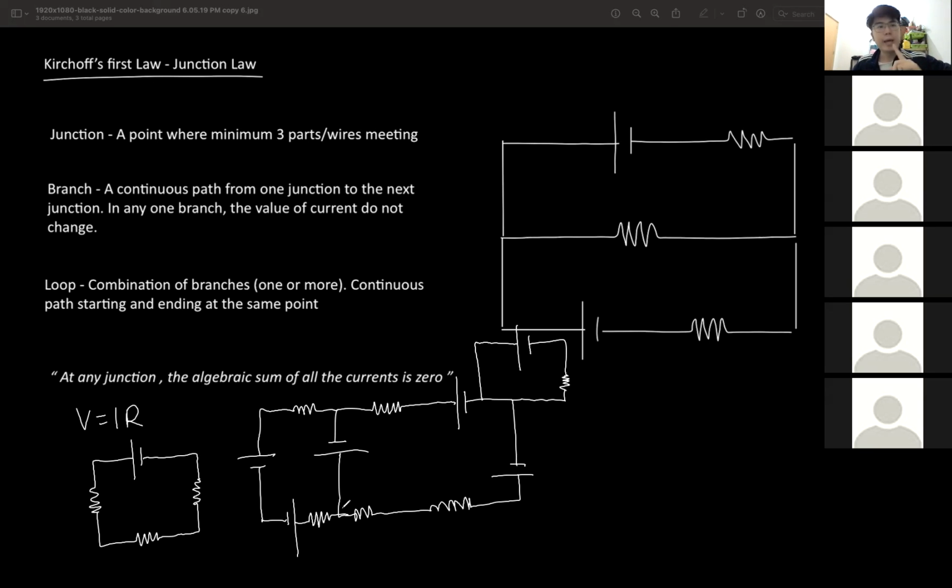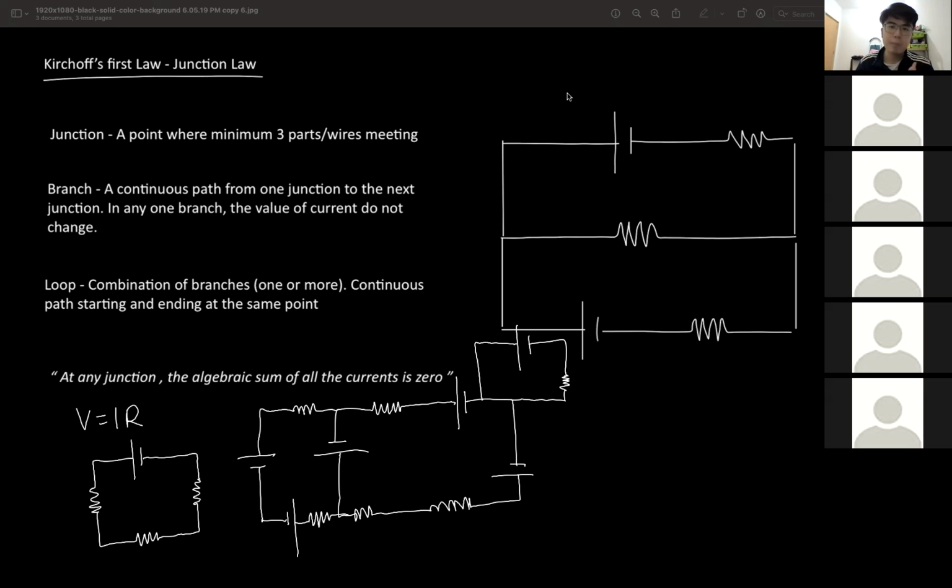So that's why we have Kirchhoff's law. What is the main use of Kirchhoff's law? For us to calculate current. The main thing is the current, because once we have the current, we can get the potential difference. So it allows us to calculate the current through a component in the circuit.